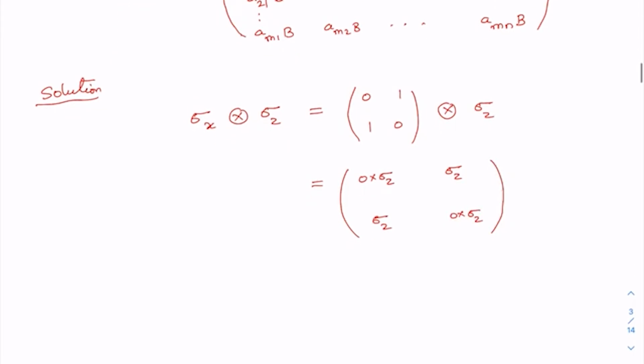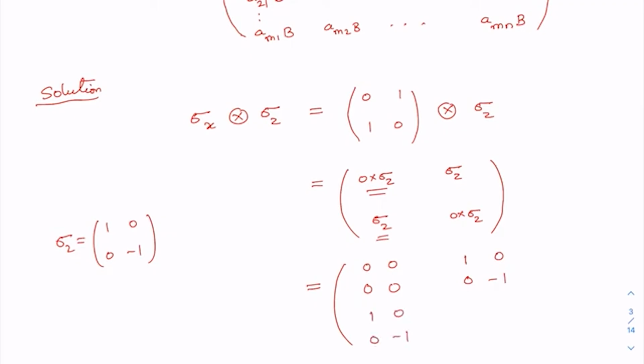Because sigma z, we know that this is 1 0 0 minus 1. So I will have here 0 0 0 0 from this, and sigma z is 1 0 0 minus 1. From here I will have 1 0 0 minus 1, and from here I will have 0 0 0 0. So you will see we will get a 4 by 4 matrix.